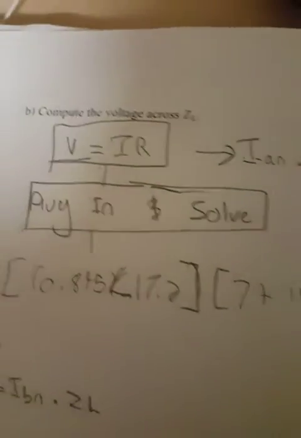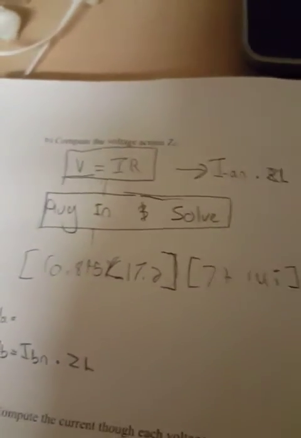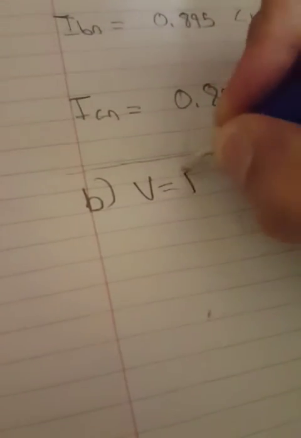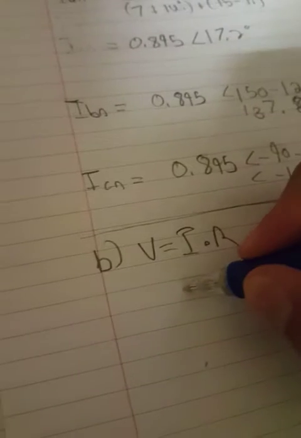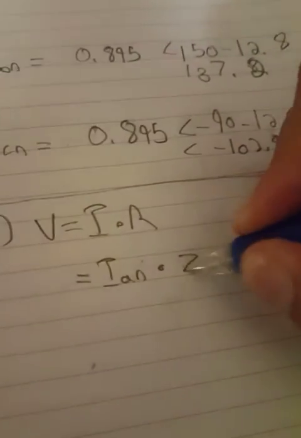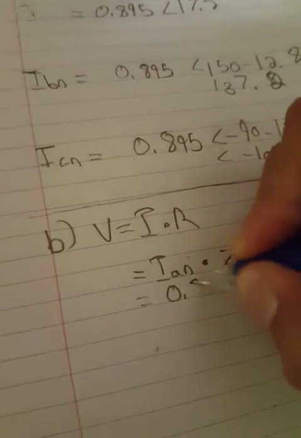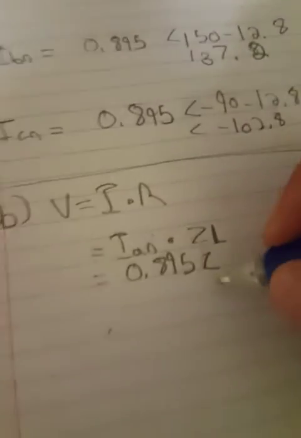So now part B is asking us to solve the voltage across ZL. And how do we do that? We just use our formula. Voltage is equal to I times R. We already found all of our I's. So it's going to be IAN times our resistance, and the voltage across ZL. And IAN, let's just go over here quickly, 0.895. Don't forget the angle, which is 17.2.